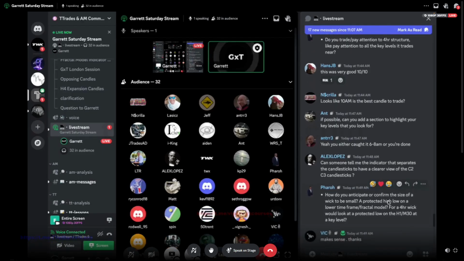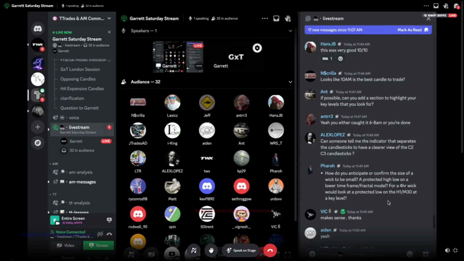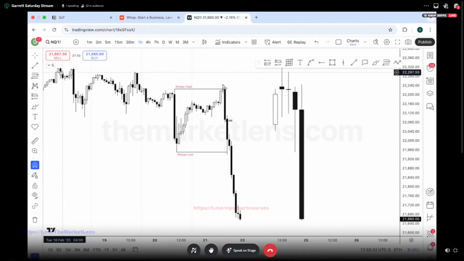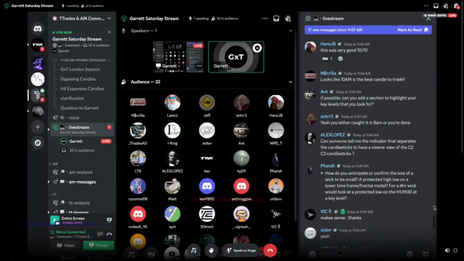Can someone tell me the indicator that separates the candlesticks? This is a paid version, so I don't think you're going to be able to get this one. There's a free link somewhere that someone can link you though. It's pretty similar.